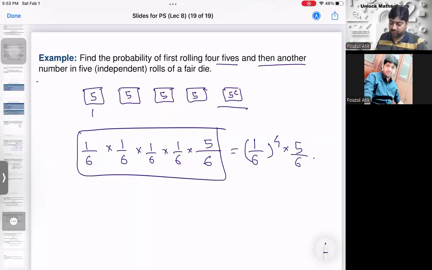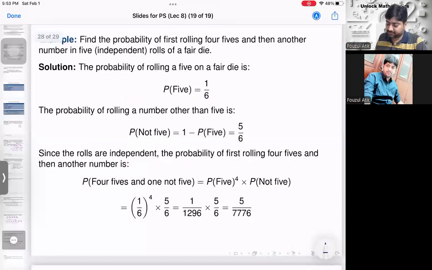Clear? So this is the one as we discussed. The whole solution is given here. You may take a snap of it.